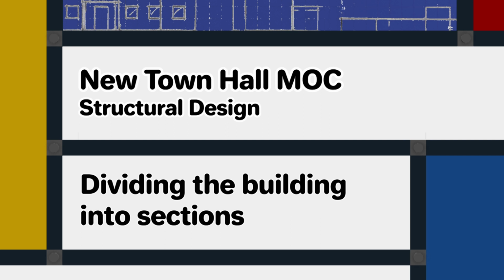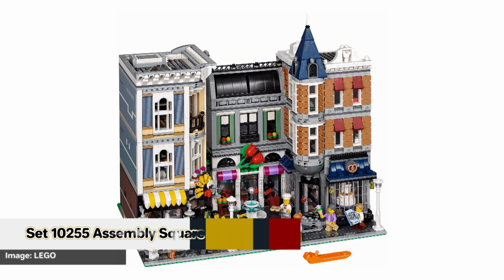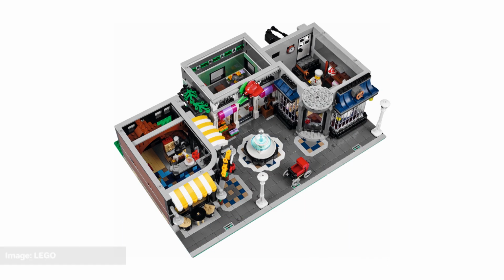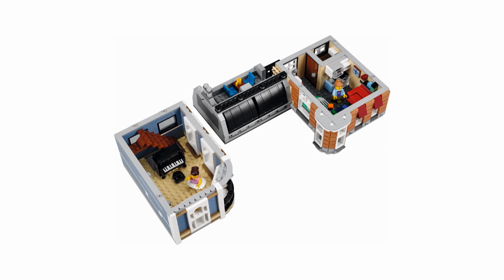So now I think I'm in a position to define the sections that I'm going to have for this MOC. Sections can be quite rigid and strong if they're designed properly, and also if they're designed well they will all fit together while enabling the building to be taken apart if required, for example if moving the building or to gain access to the features of the interior.